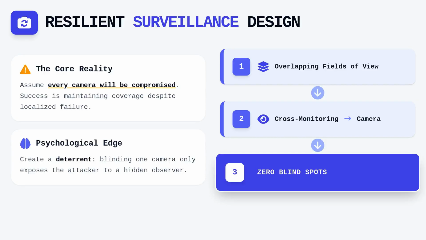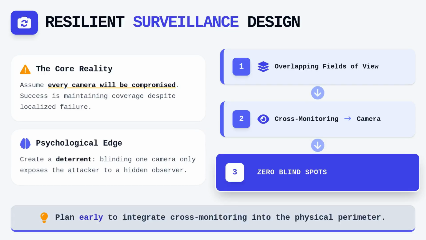This creates a psychological deterrent for attackers, as they know that attempting to blind one camera only exposes them to the view of another. You should incorporate this cross-monitoring design early in the planning phase to avoid gaps in your security perimeter. This layered approach ensures that the total surveillance apparatus remains functional and accountable, even in the face of targeted, localized interference intended to induce a blind spot.